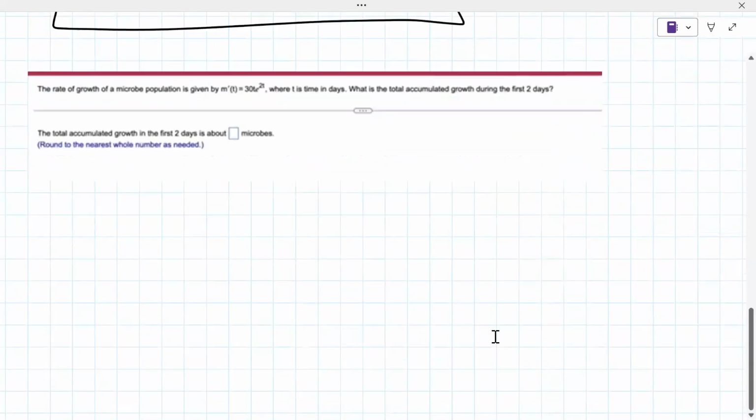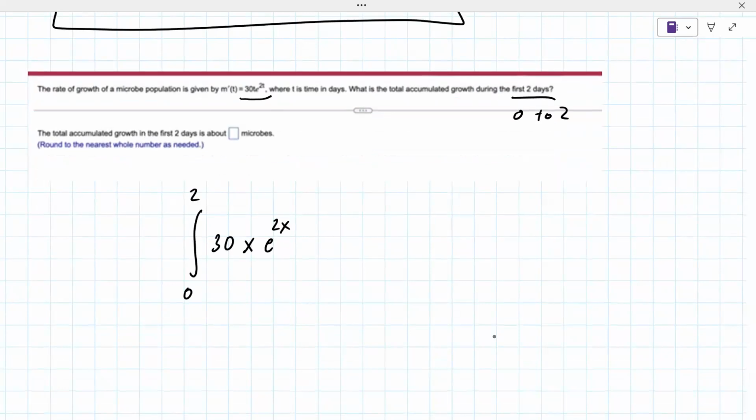Okay. This one, you're in the integral part of the course. So it's going to be the integral of 30, and then instead of p, you're going to use x, e to the 2x, 0 to 2, because it's the first 2 days, dx. And so you just have to be able to recognize, okay, I'm going to integrate that for 2 days, 0 to 2. Okay, I can do that. And hopefully remember that for the test here.